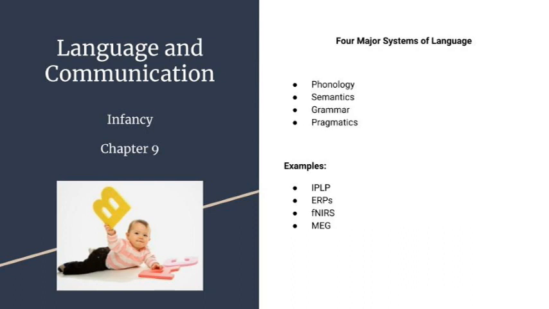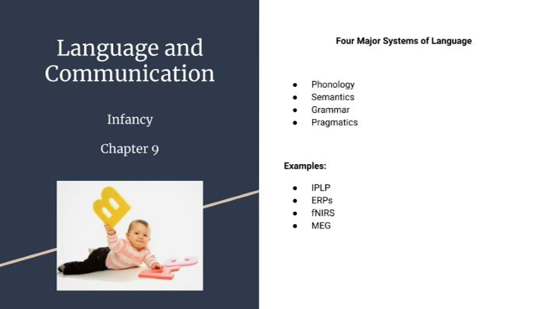I summarized the chapter this week based on the learning objectives that can be found on page 212 of the textbook. The first objective talks about the four major systems of language and examples of research methods that are used to study language development in these four systems. The four major systems of language are phonology, which is sound patterns of language, semantics, which is meanings of words or signs, grammar, which is systems of rules for combining words or signs, and pragmatics, which is using language for specific purposes in specific social contexts.